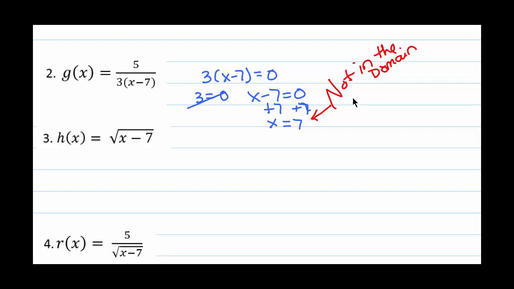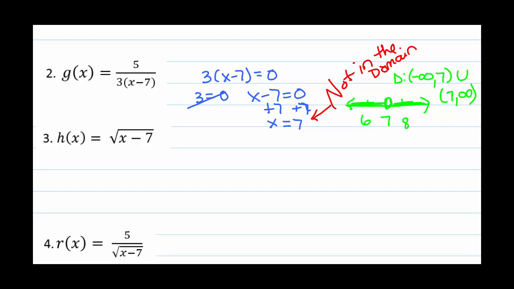Before I do my interval notation, let's do a quick graph. I have 7, 6, 8. 7 is not included because it doesn't work, but everything to the left is and everything to the right is. So therefore, my domain for number 2 is from negative infinity to 7, then union 7 to infinity.